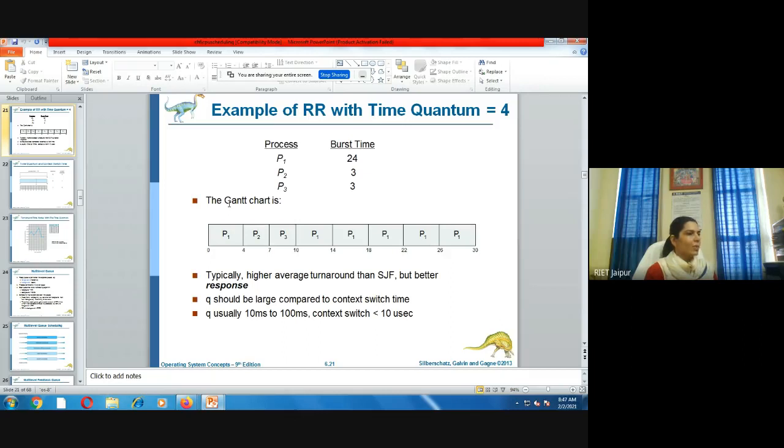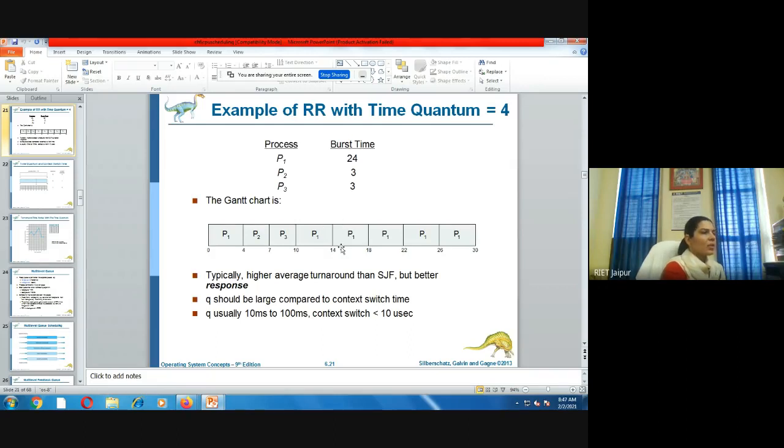So P1: 10 plus 4 is 14, because 4 is the time quantum. Now there is no other process. So again at 14 we'll check if there is another process; in that case we can assign the processor to another process also. But here only the P1 process is there in the queue. So after 4 units, 14 plus 4 is 18, again P1.